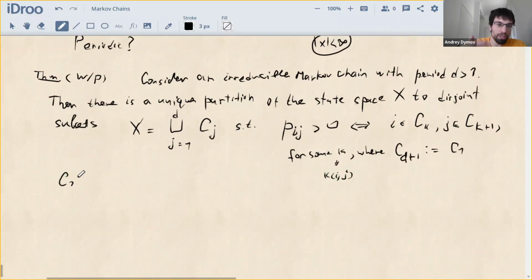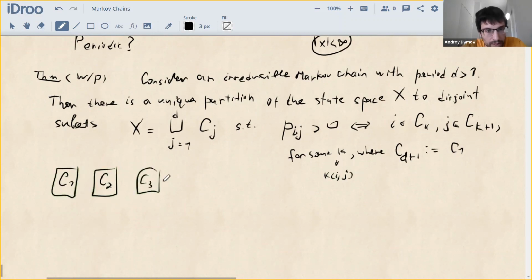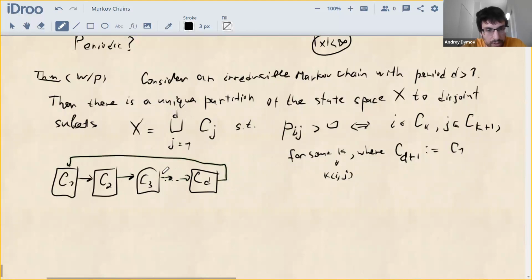So the structure of the chain is as follows. You have your subsets of states, C1, C2, C3, etc., C_d, and if you are here, then you can pass only here. If you are here, then you can go only here. If you are here, etc. And from the last one you can go only to the first set, C1.